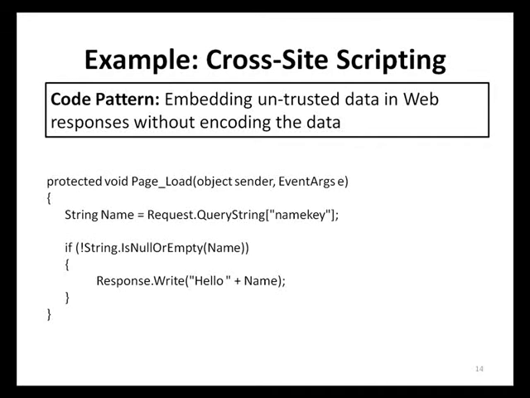from an ASP.NET application. The page load method shown here is a method that is called when the ASP.NET application is first loaded. The method reads the value associated with the query string parameter called nameKey. It then checks to see if the nameKey value is null or empty, and if it is not, it outputs a greeting using the value of nameKey.